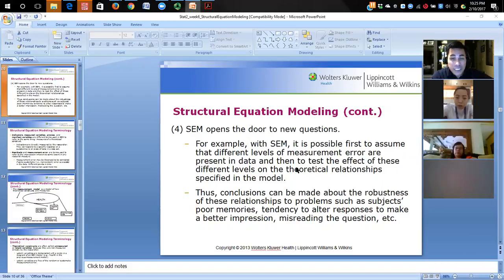And conclusions can be made about how robust this relationship is to problems such as poor memories and the tendency to alter responses. The example in the textbook is really quite fascinating. It looks at condom use among HIV patients, so really fascinating.